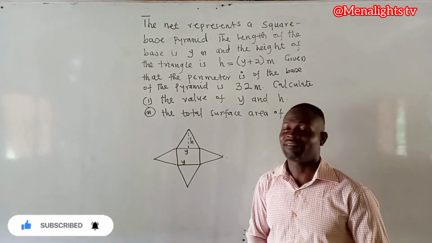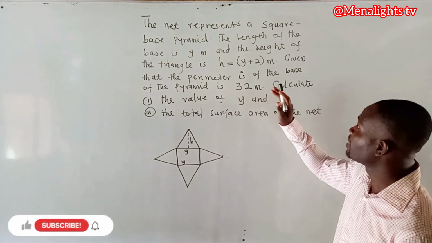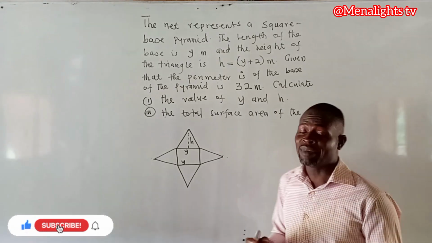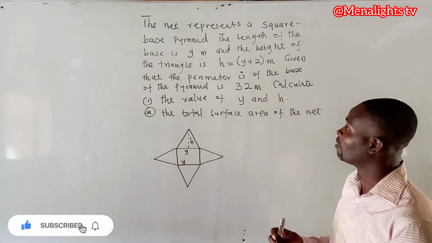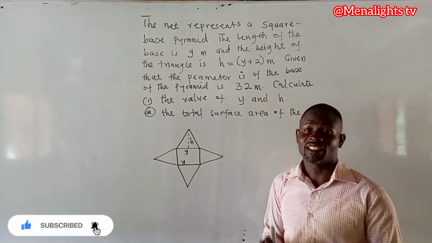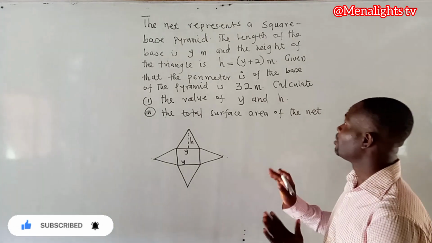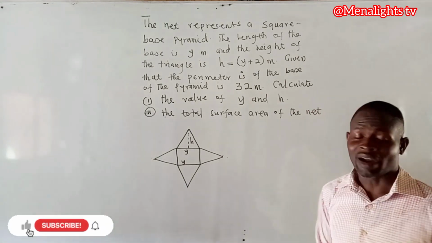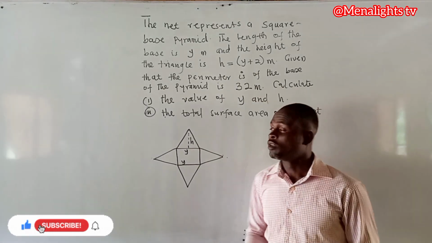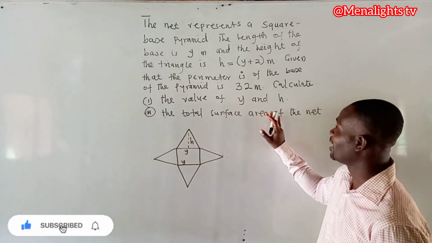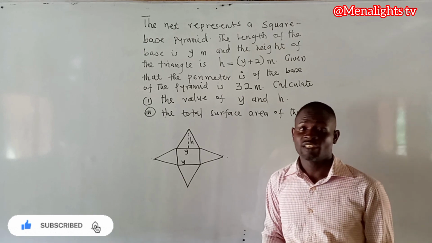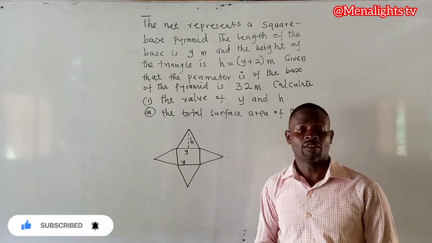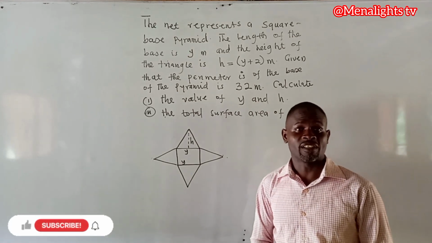The question we have is, the net represents a square base pyramid. The length of the base is y meters, and the height of the triangle is h equals y plus 2 meters. Given that the perimeter of the base of the pyramid is 32 meters, we have to find the value of y and then h, as well as find the total surface area of the net that we have. So stay tuned as we solve this together.